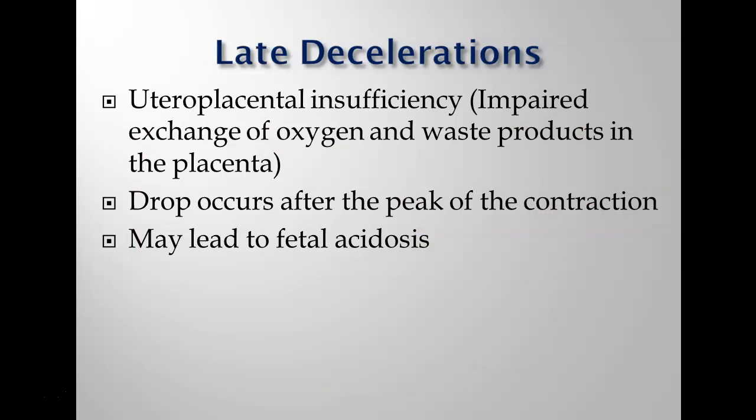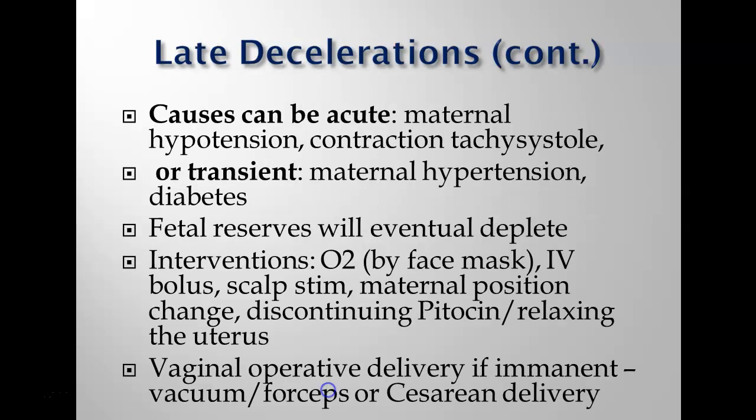A late deceleration is uteroplacental insufficiency, or any kind of impaired exchange of oxygen and waste products in the placenta. So this drop occurs after the peak of the contraction, which makes it a late, and it can lead to fetal acidosis. The causes can be acute, meaning mom's experiencing hypotension, or she has a contraction tachysystole, meaning that she's contracting one after the next with no rest time in between. This can cause a disruption to the oxygenation to the fetus.